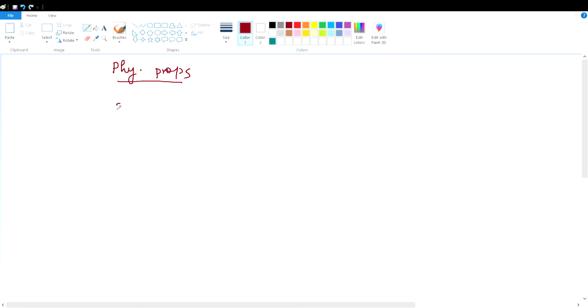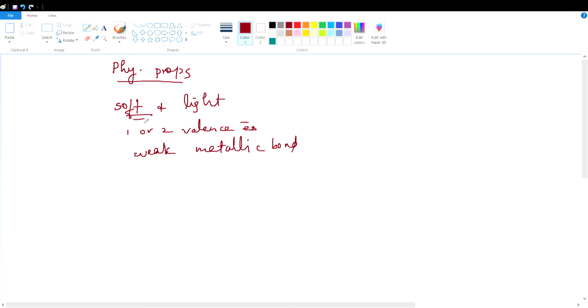And all the alkali metals are soft and light because they contain only one or two valence electrons. Only a fewer number of valence electrons are present in them. Hence, their metallic bonding will be weak. They have weak metallic bonding. That's why they are soft. And they have low melting points. Because of weak metallic bonding, they have very low melting and boiling points. And another important property of alkali metals is that they can show characteristic color in the flame.